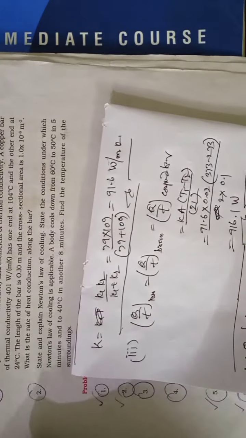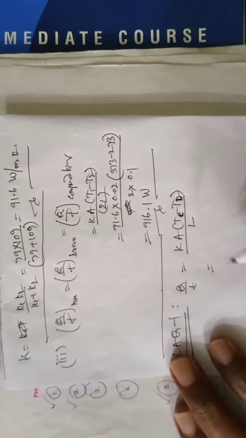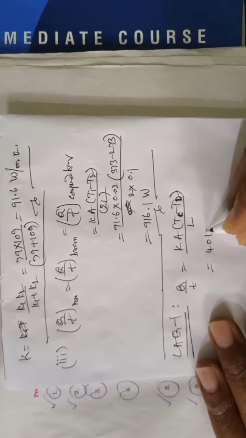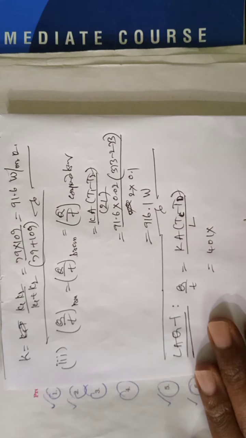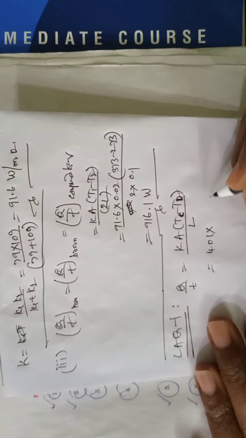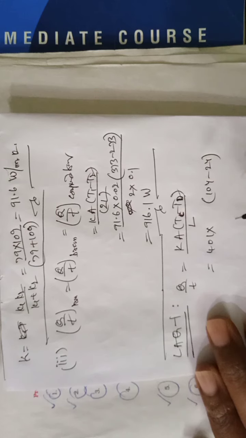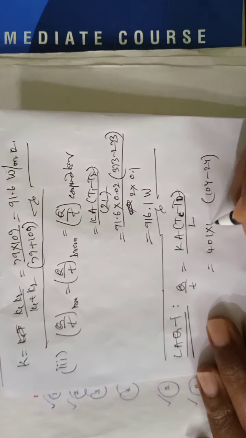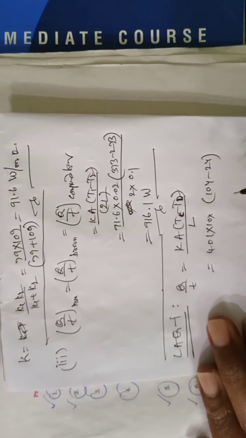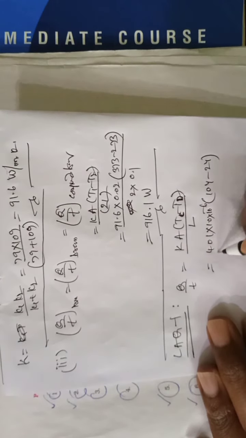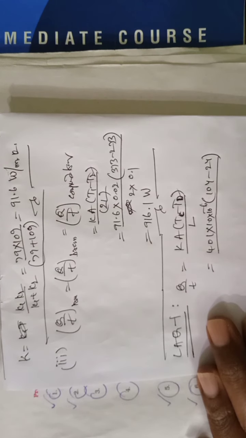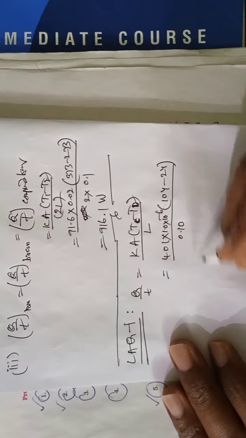Now let us see the data. A copper bar of thermal conductivity, K value is given 401, and 104, other end 24. Here temperature given 104 minus 24. And cross-sectional area 1.0 into 10 to the power of minus 6, divided by L, length of the bar 0.10. So we get the answer. That's all.